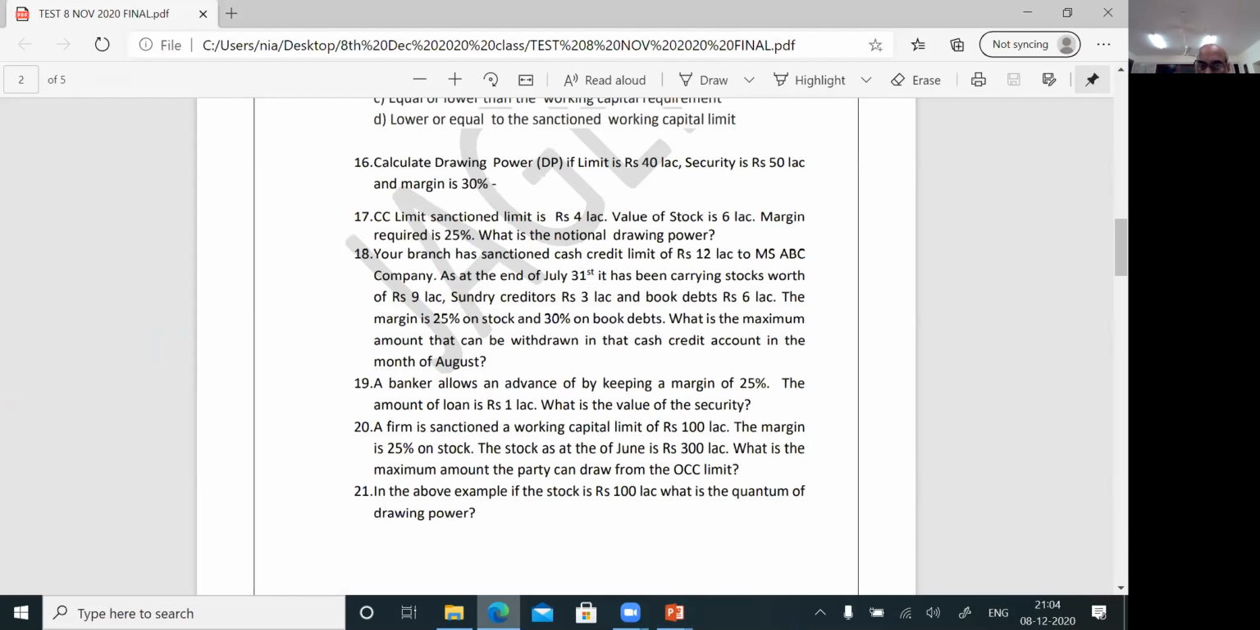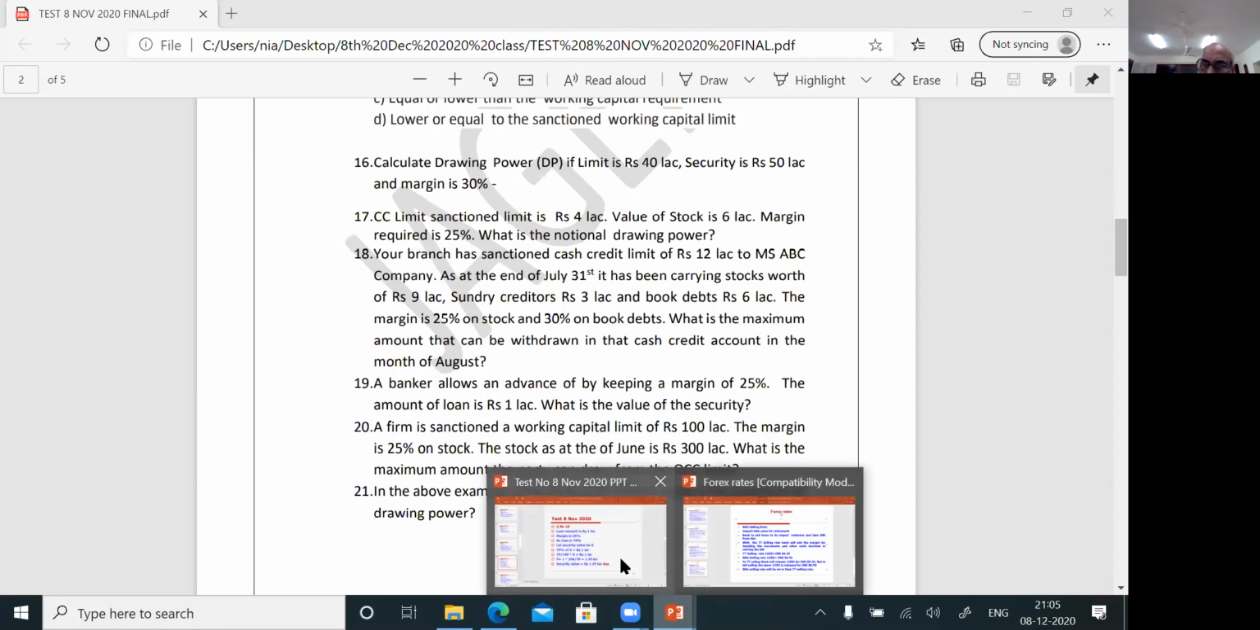Question number 20. A firm is sanctioned a working capital limit of rupees 100 lakhs. The margin is 25% on stock. The stock as at June is 300 lakhs. What is the maximum amount the party can draw from the OCC account? Very simple. The sanctioned limit is 100 lakhs. Margin is 25%, so you can draw 75% on the 300. That is the notional DP. Notional DP or the limit, whichever is less, you can draw.